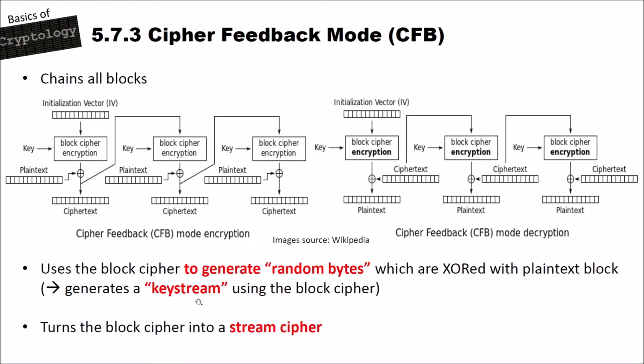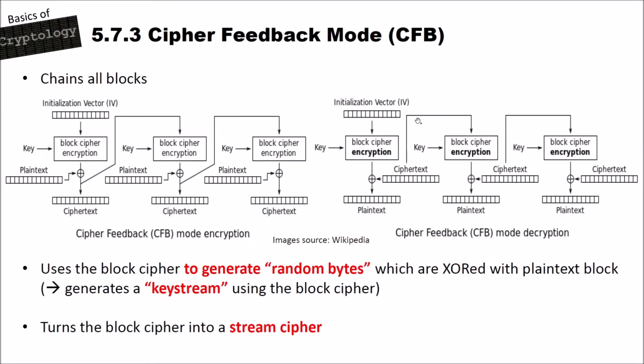Now let's have a look at the so-called cipher feedback mode, the CFB mode. And this also chains all blocks. As you can see here, we have an initialization vector, and this is encrypted using the block cipher, for instance AES or DES, using our key. And then we get a block of output from the block cipher, and this block is then XORed with the plaintext. The resulting ciphertext block is used as an input for the block cipher, and the output of the block cipher is then XORed with the next plaintext block to obtain the next ciphertext block. And this is repeated until all of the plaintext blocks are encrypted.